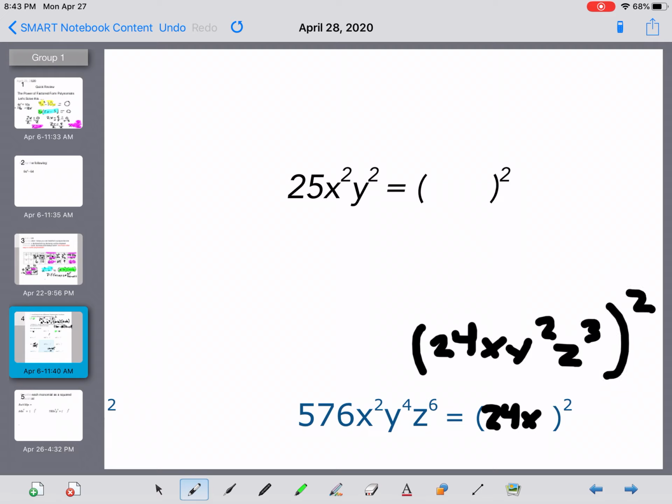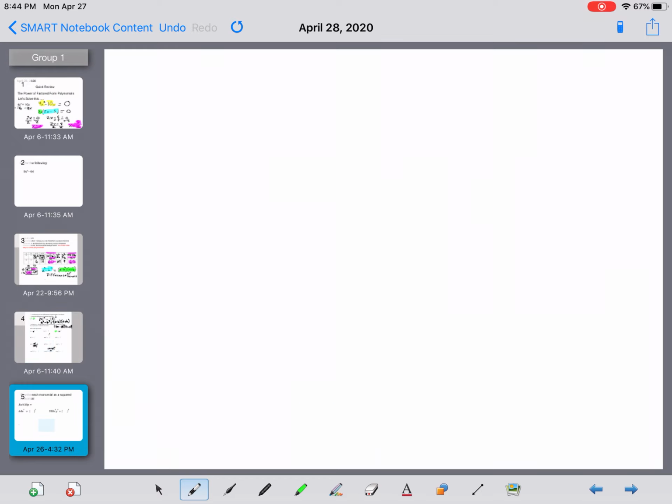And if you remember your rules of exponents, notice what's happening here. If you're taking the square root of the actual variables, you're really just dividing the exponents by 2, right? X to the 2nd power, if I divide 2 by 2, I get 1. Y to the 4th, I divide 4 by 2, I get 2. Y to the 2nd. And if I have z to the 6th, if I divide that 6 by 2, I get z to the 3rd, because z to the 3rd times z to the 3rd would be z to the 6th.